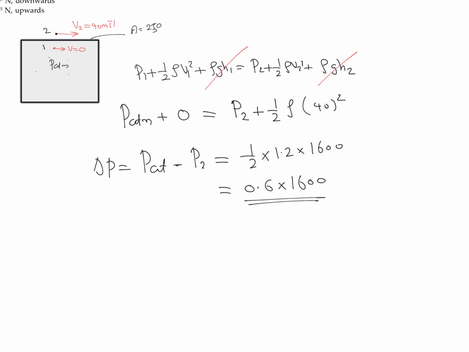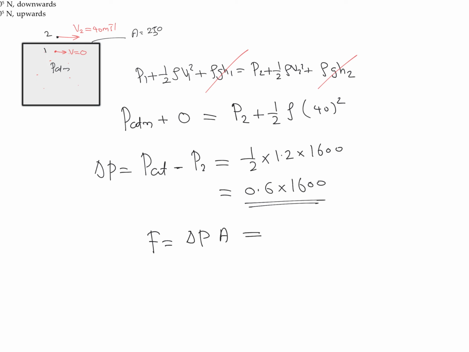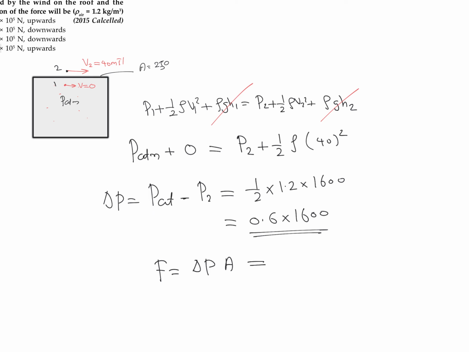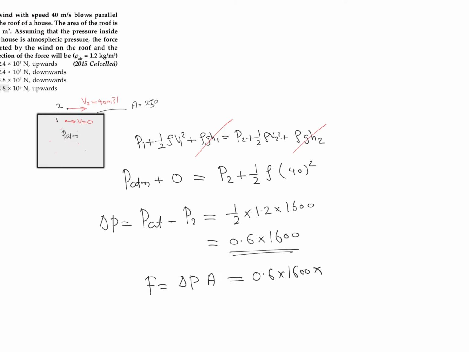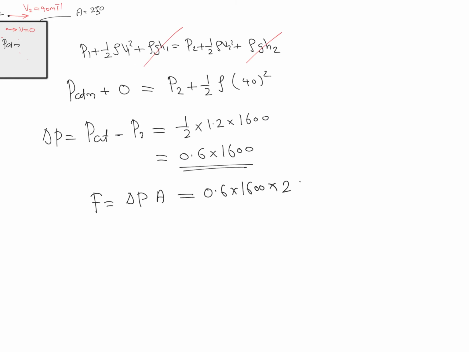Now our aim is to find the value of force. So we can write force is equal to difference in pressure into area, and pressure outside is less, so the net force is going to act in the upward direction. The difference in pressure is 0.6 into 1600, into the value of area, which is given as 250. We'll get it as around 2.4 into 10 raised to 5 Newton, and its direction is upward because inside pressure is more as compared to that of outside.